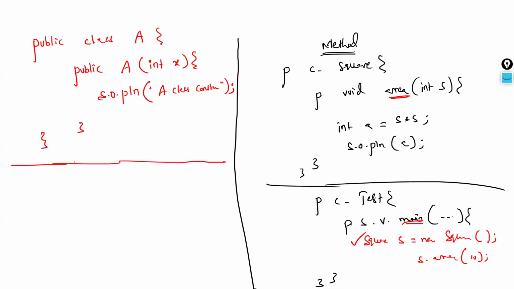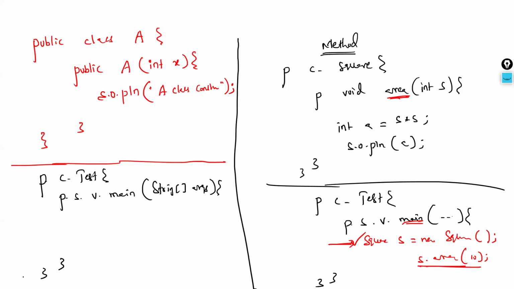Now, how do we execute this constructor? To execute a method, we followed one approach of object creation, then method calling. Correct or not? Now how do you execute this constructor? I want to see the output as A class constructor. What to do? First, there is one more class called Test, which will have a main method, public static void main, String[] args. Then inside this, what are we supposed to do? Create the object? Yes or no?